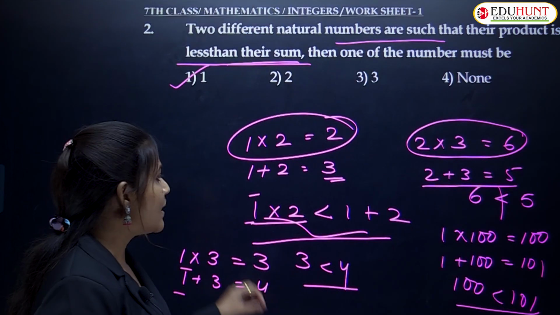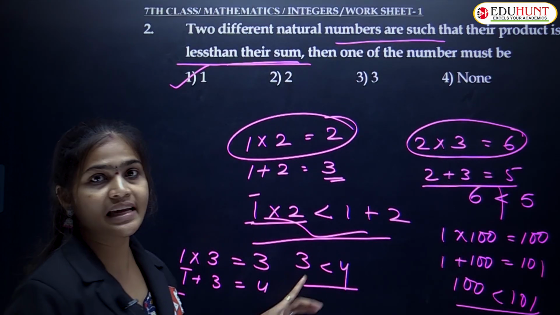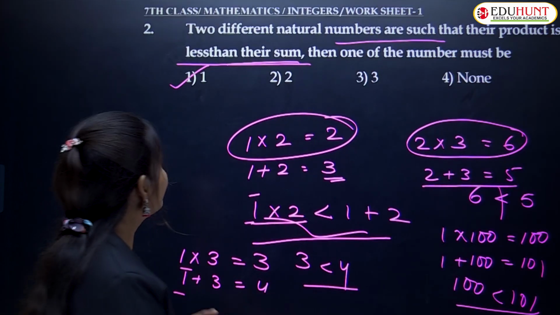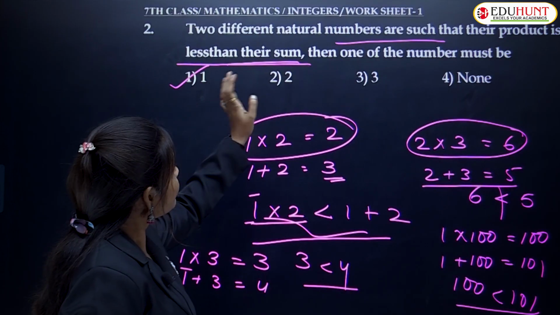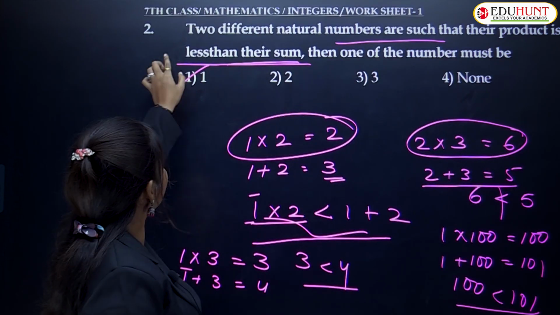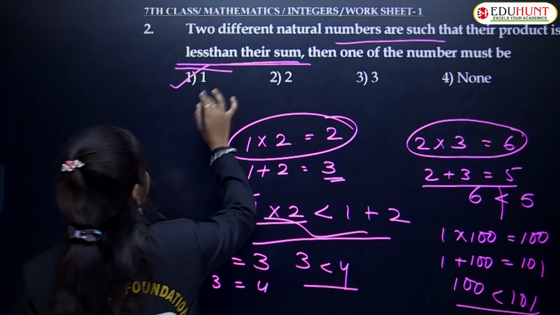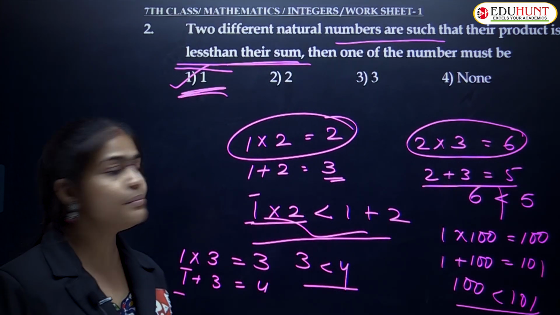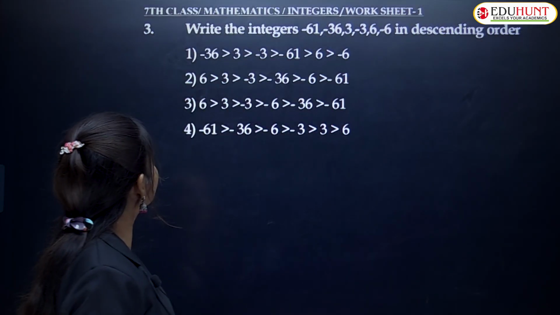Understand? So what is the number that always lies here? Always we have to take that number in the product to satisfy the condition: natural numbers such that their product is less than their sum. Understand? So always the number must be 1. Yes. Let us see question number 3.